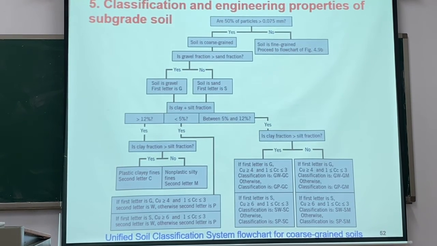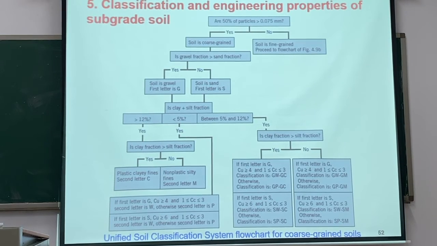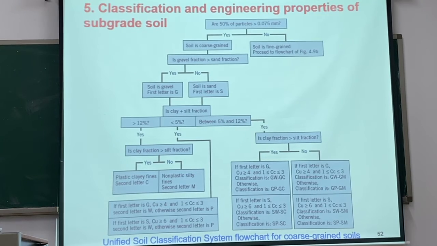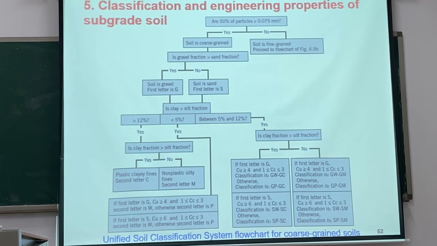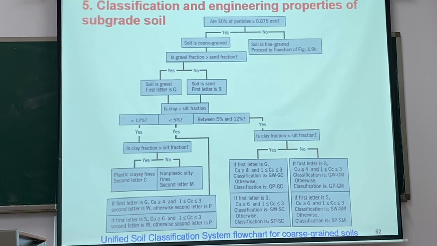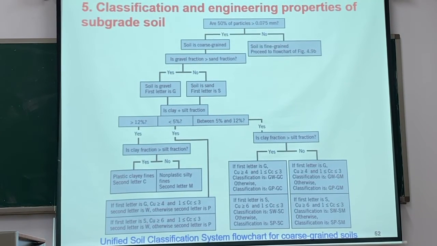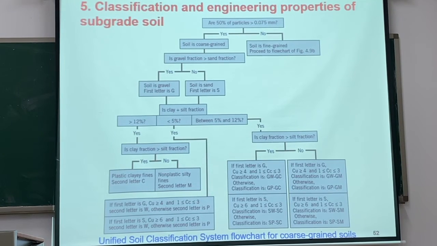Firstly, we should determine whether 50% of particles are larger than 0.075 millimeters. If yes, the soil is coarse grained. If no, the soil is fine grained. And we will continue to proceed to the flow chart of the figure we are talking about later.